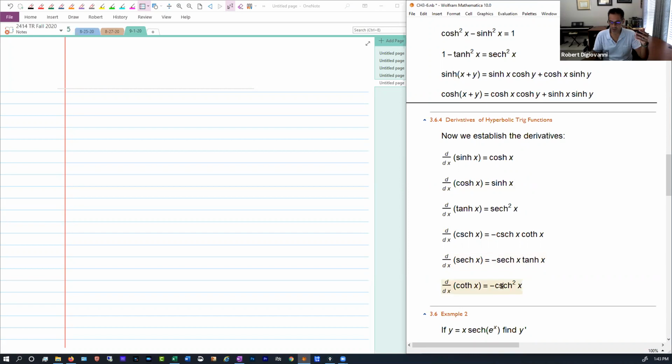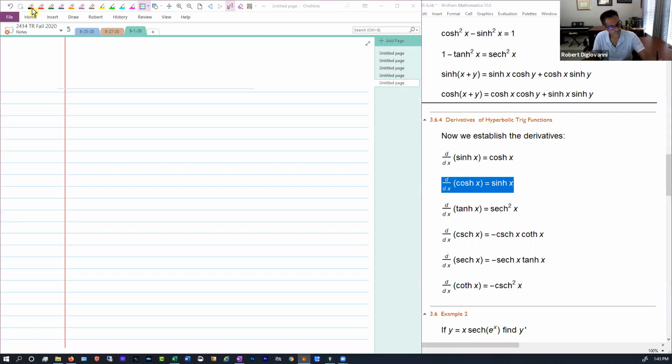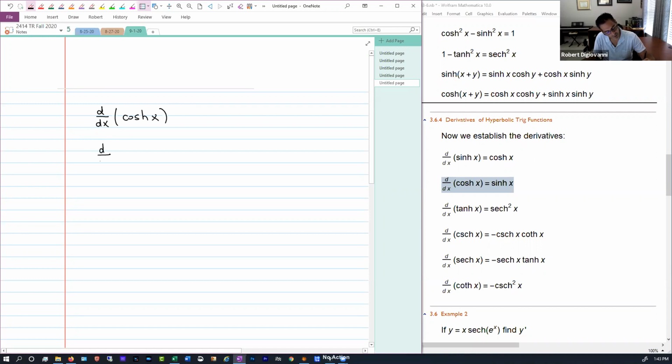I'm not going to show you all of these. I'm just going to pick one, and we're going to prove that it's true. I'm going to do the derivative of cosine hyperbolic x and show that it's sine hyperbolic x. So let's take the derivative with respect to x of cosine hyperbolic x, and let's show that that's sine hyperbolic x. This means we want to take the derivative with respect to x of 1/2 e to the x plus e to the negative x. That's the definition of cosine hyperbolic.